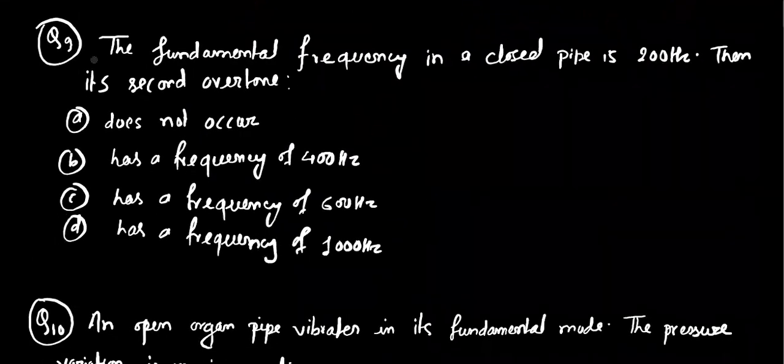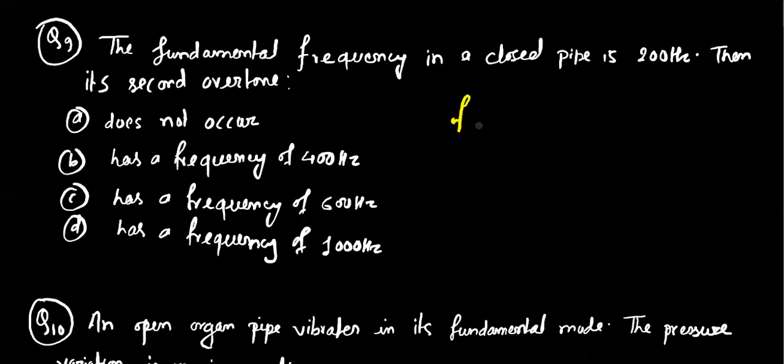Okay, so this is question number 9. The fundamental frequency in a closed pipe is 200 hertz, then its second overtone is? So we know in general, first we need to know the meaning of second overtone. Second overtone always refers to the third mode of vibration.